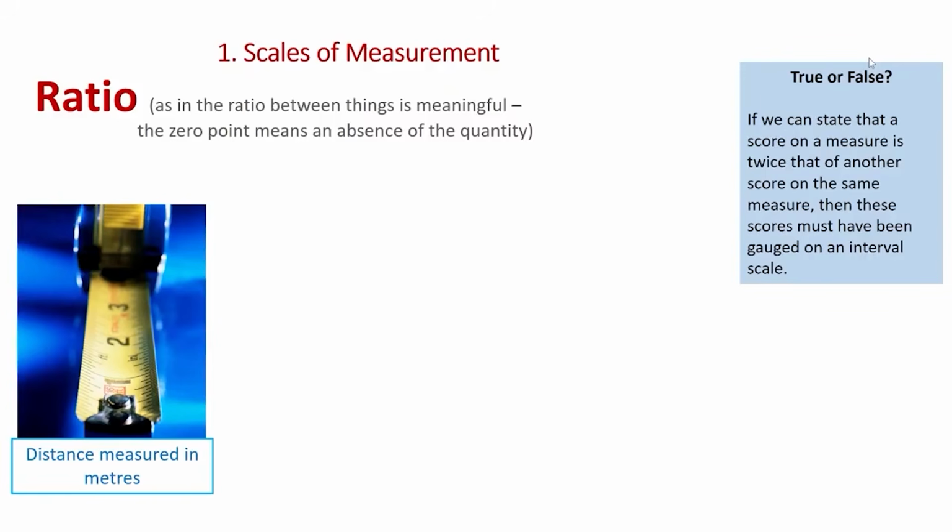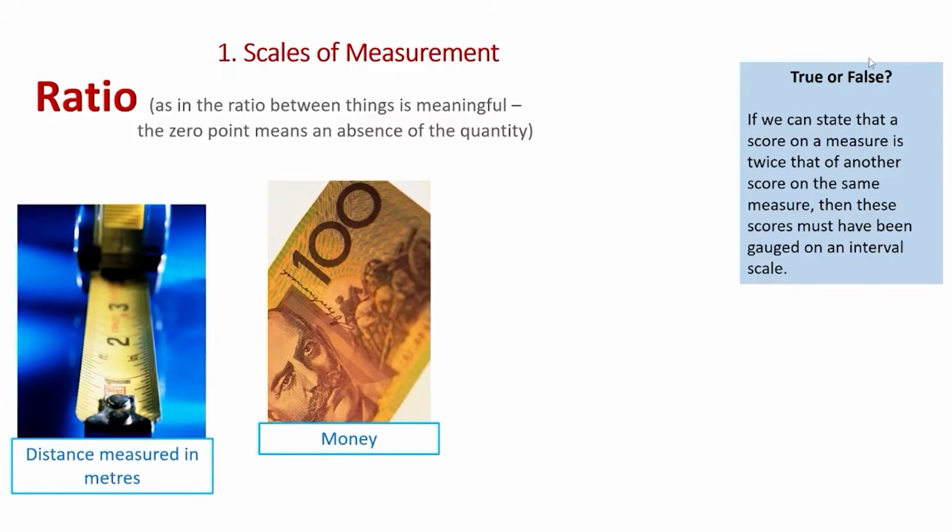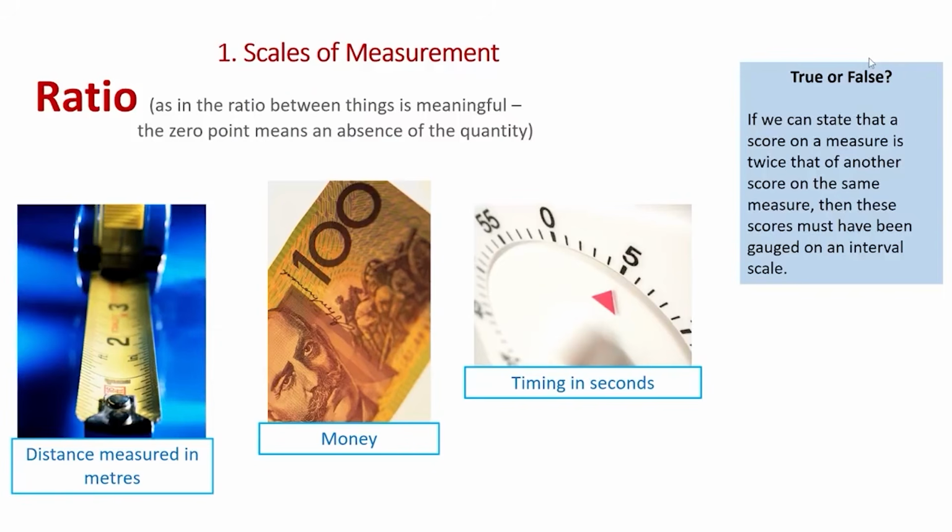What that means by having a proper 0 point is that, for example, 20 centimeters is actually twice as long as 10 centimeters. We can make those ratio level judgments. Money, yeah, so basically you can say $100 is twice as much as $50, and $0 means you don't have any money. So 0 point is meaningful. Timing in seconds, so 10 seconds is twice as long as 5 seconds, and 0 seconds means no time has passed whatsoever. That's a meaningful thing to say.